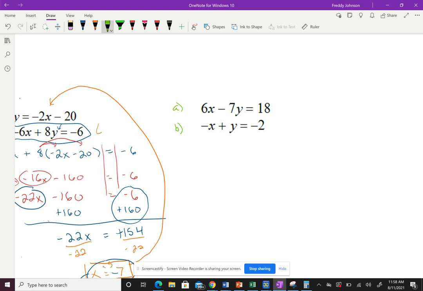And so what we're going to do is we're going to have to get a variable by itself. So I'm going to take a look here and see what variable is going to be the easiest to get by itself. To do that, guys, it's pretty simple.